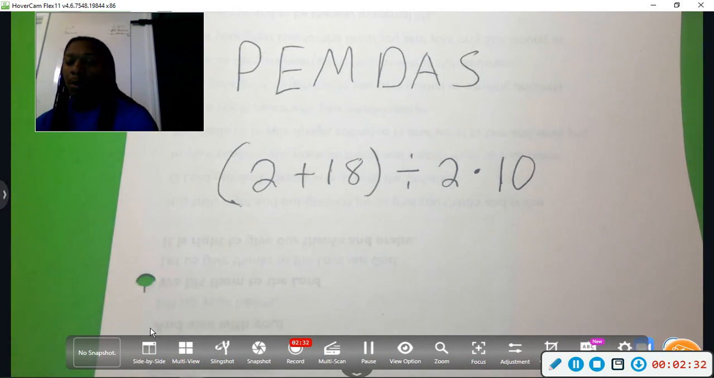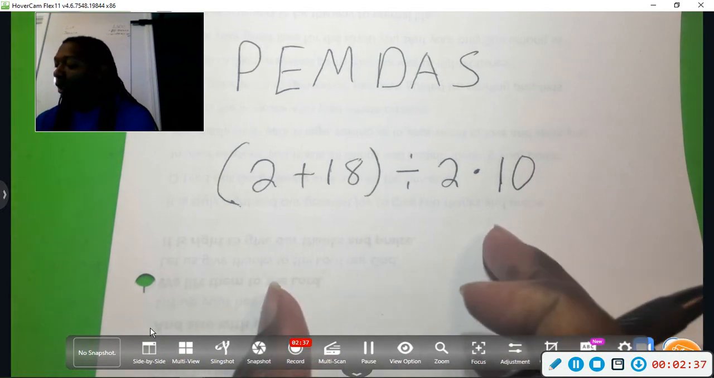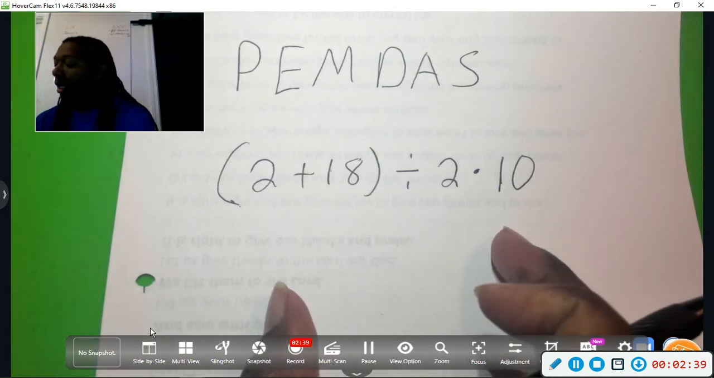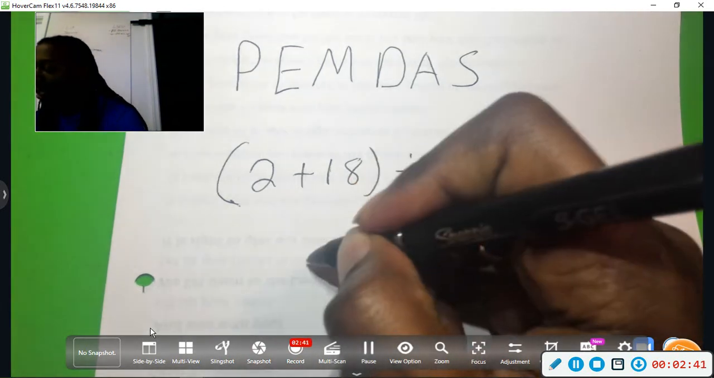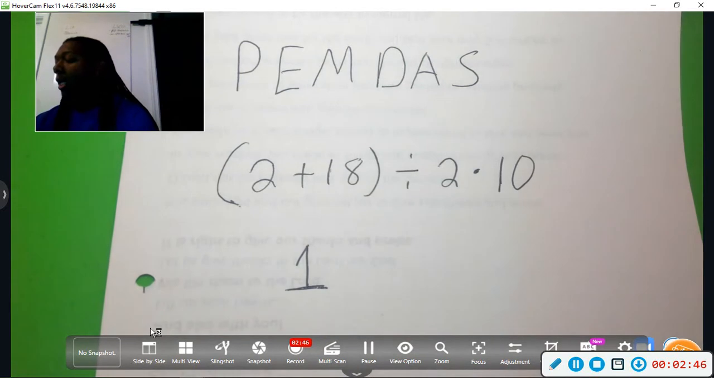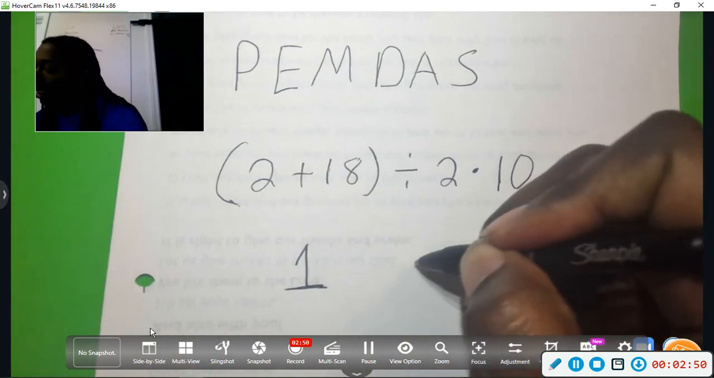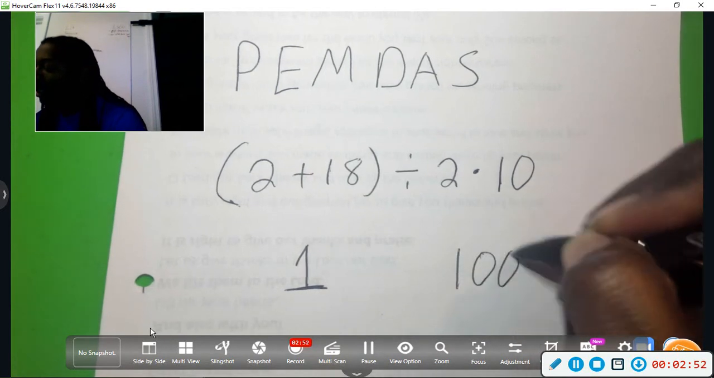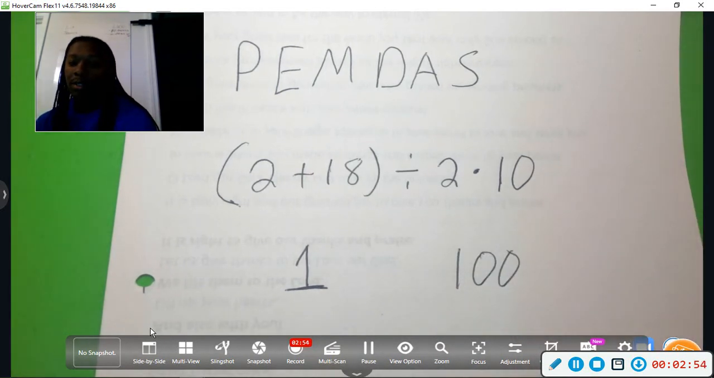Now there's normally two answers that I see when people work this out. There's two different answers. One of the answers is 1. Some people may get 1. And the other answer that you might get is 100. Okay, two very different answers. Hopefully you got one of these. But only one of them is correct. Alright, so here's the thing.